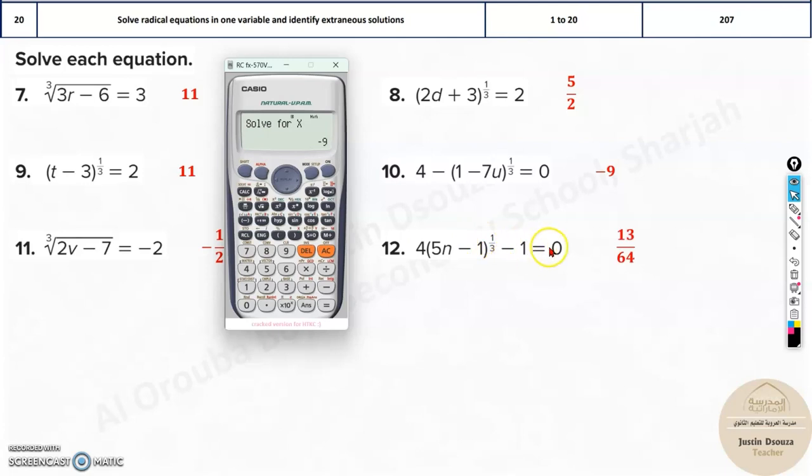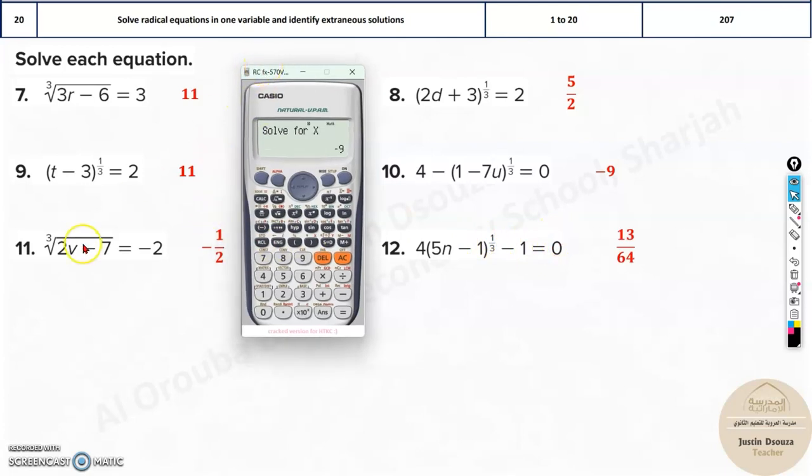Minus 9. And same way, even if it's a cube root, for example, over here, all you need to do is shift and this symbol gives you the cube root directly. Now look over here, press on. Now the syntax changes, the format changes to the variable x, minus 7 equals minus 2. Shift and solve. The answer is negative 0.5, which is negative half. This is the way to do this.